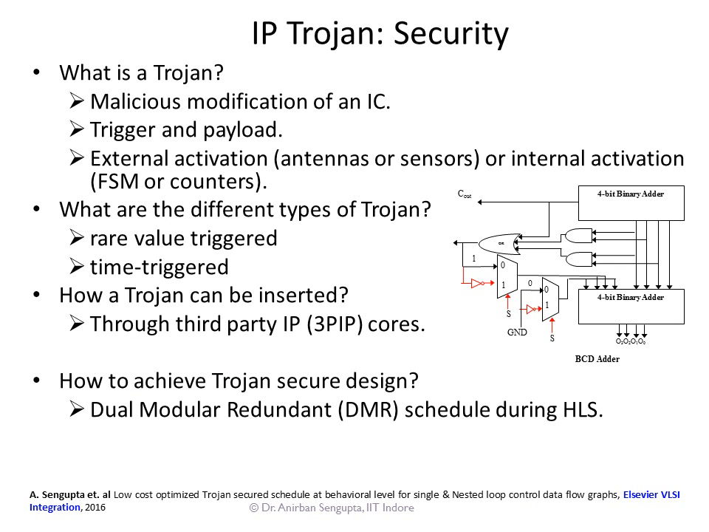Now, in the case of third-party intellectual property code, there is a possibility of a hidden backdoor Trojan inserted without the knowledge of the SoC integrator. So what is a Trojan? It's a malicious modification of an IC or an IP. It has two major components, the trigger and the payload. It could have external activation through antennas or sensors, or internal activation through FSMs or counters. It is usually a rare-valued or rare-triggered Trojan, and they are usually inserted inside third-party IP cores. One of the ways to tackle it is to use a dual modular redundancy based scheduling design process during high-level synthesis.